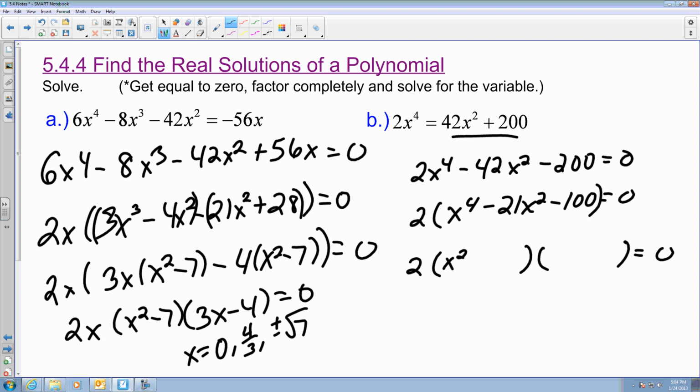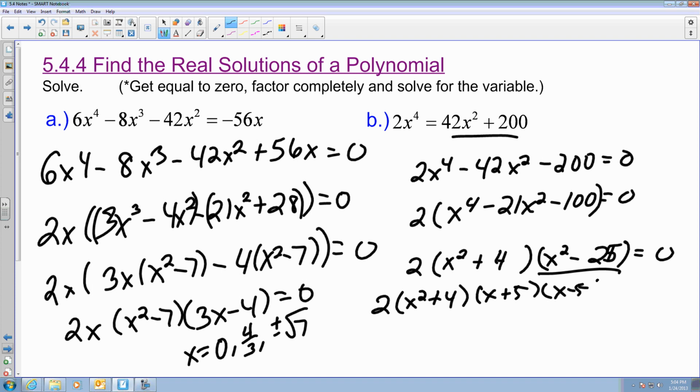So this would be x squared plus, minus. This would be 4. This is 21. And, oh, I'm sorry, this would be 25. My bad. So I got 2, I got x squared plus 4. This can be rewritten as the difference of two squares. So that'd be x plus 5 and x minus 5 equals 0. Now I can use the zero product property. So I know that my x will equal negative 5 and my x will equal 5.